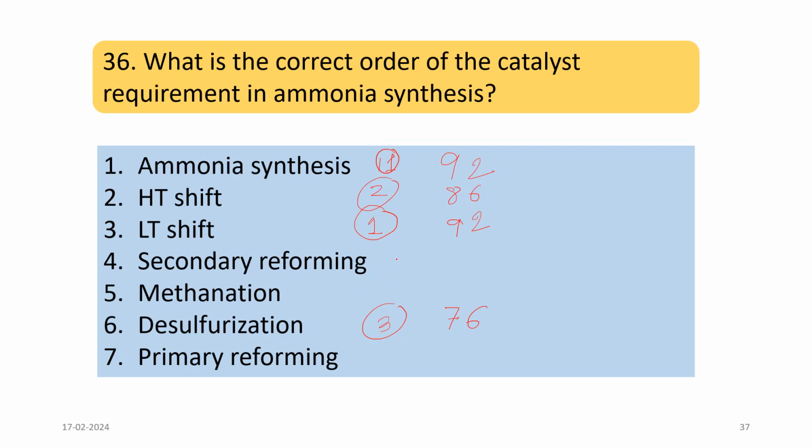So now secondary reforming, that is 50. Then comes the methanation, that is 36. Then last comes the primary reforming, that is just 25 meter cube of catalyst. Okay, so this is the order.